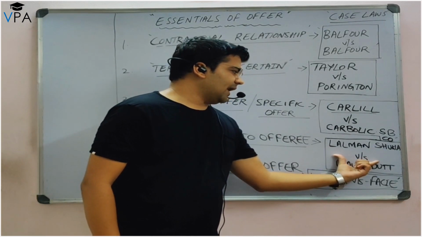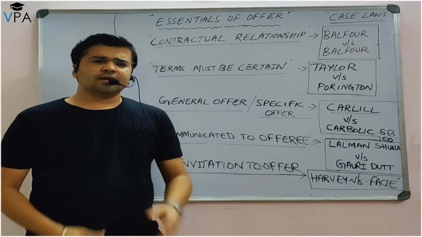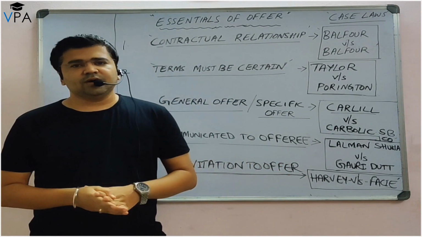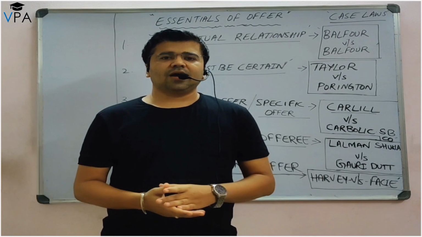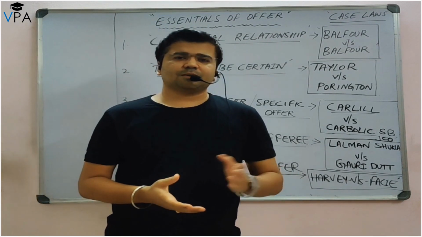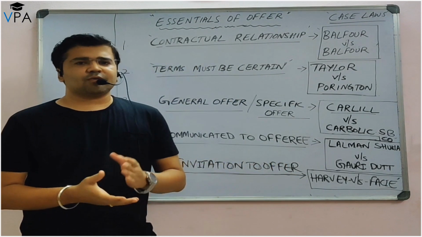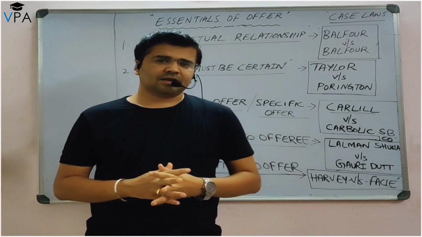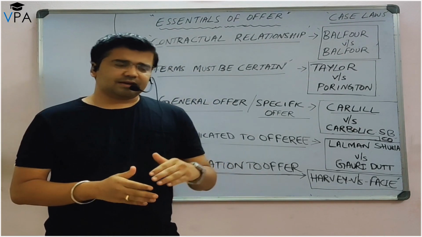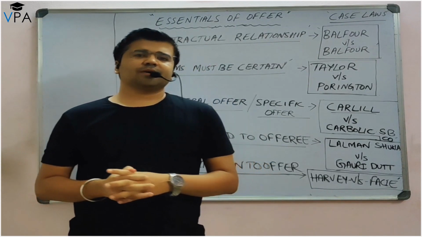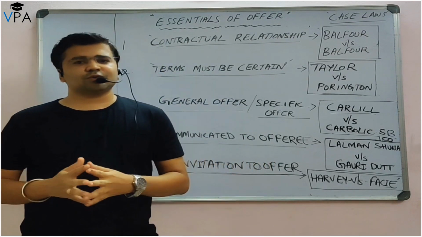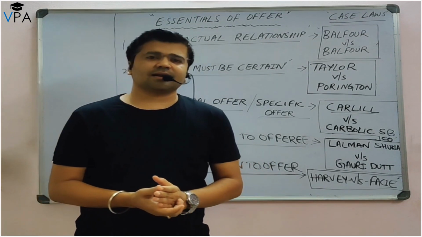There is one case by name Lalman Shukla versus Gauri Dutt. In Lalman Shukla versus Gauri Dutt, Gauri Dutt had lost his nephew, so he sent Lalman Shukla to search for him. Later on, he advertised in a newspaper that whosoever found his lost nephew would be rewarded. After that, Lalman Shukla brought the nephew, and after handing him over, he saw the advertisement in the newspaper and claimed the reward. But Gauri Dutt refused to pay the amount, and he filed a case against Gauri Dutt.